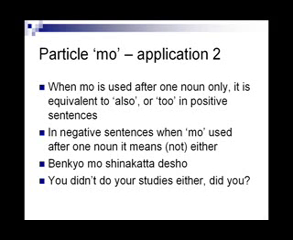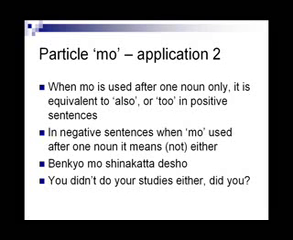When mo is used after one noun only in a positive sentence, it means also or too. There is a contrast here. When mo follows multiple nouns, the context becomes different and the meaning is slightly different. We will discuss that in a later slide. In negative sentences, when mo is used after one noun, it means either. Either is a British pronunciation. Americans say either. Consider this sentence.